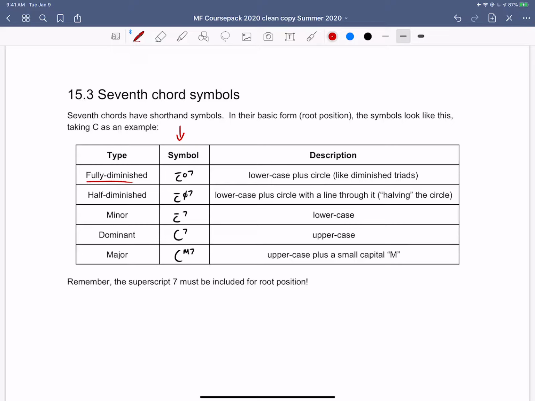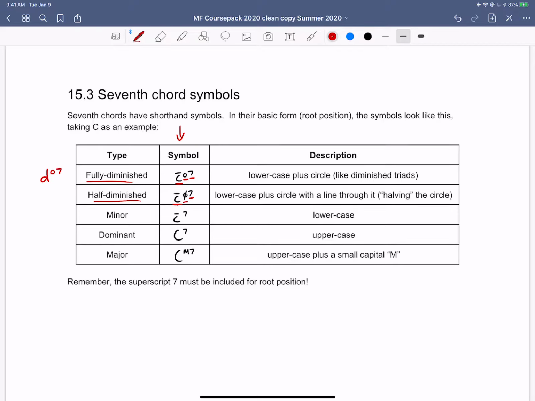The fully diminished seventh chord uses a lowercase letter, the degree sign, which you already associate with the diminished quality, and to tell us that it's a seventh chord, the superscript 7. So if I were to take D as an example, lowercase d, degree sign, and the superscript 7 for fully diminished seventh chords.